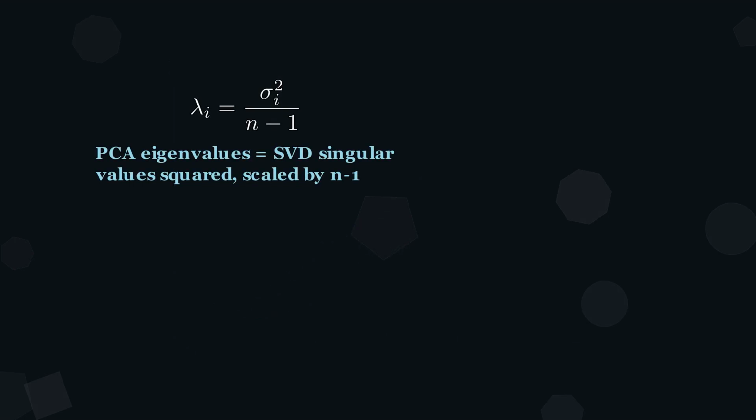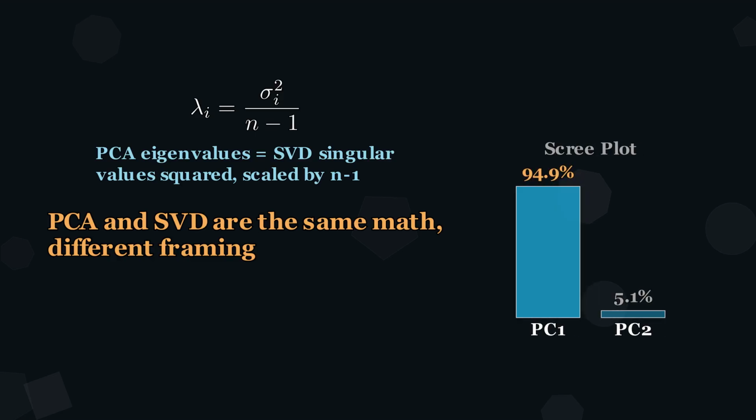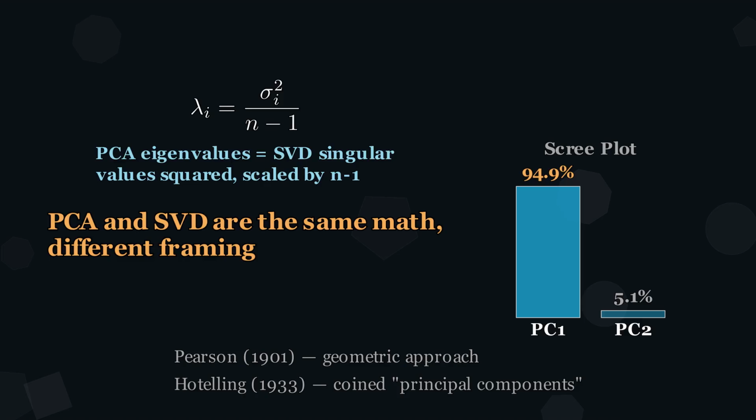Here's the beautiful connection. PCA eigenvalues equal SVD singular values squared divided by n-1. PCA and SVD are the same math, just viewed from different angles. A scree plot makes this visual. PC1 towers over PC2. The elbow tells you where to cut. Carl Pearson discovered this in 1901. Harold Hotelling coined the term principal components in 1933.